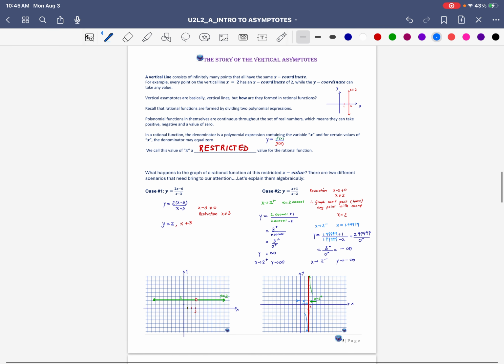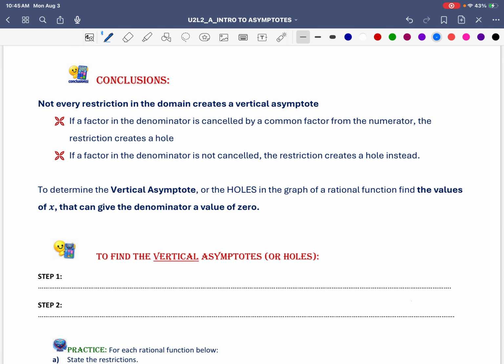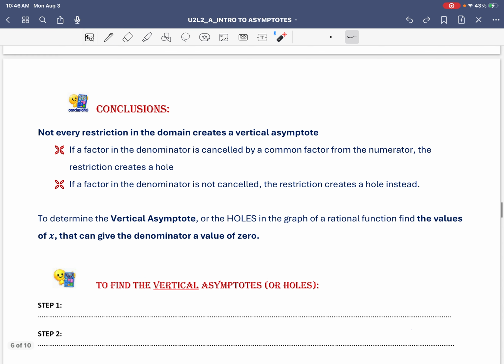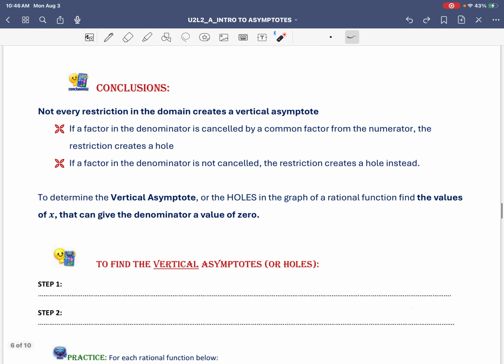And in conclusion, we're going to say that not every restriction in the domain will create a vertical asymptote. Why are we saying this? Remember that the restriction x different than 3 in here didn't make a vertical asymptote, it made a hole. But a restriction of 2 in here made a vertical asymptote. So how can we tell?